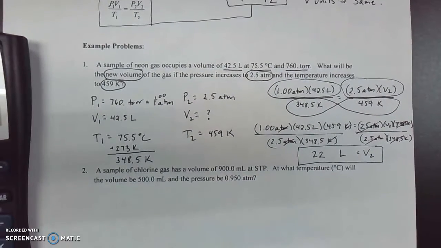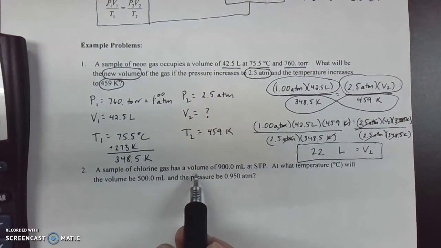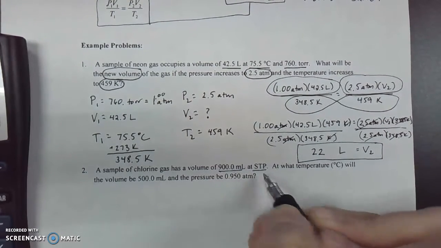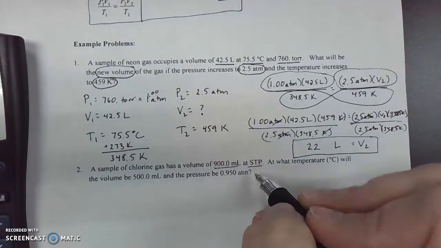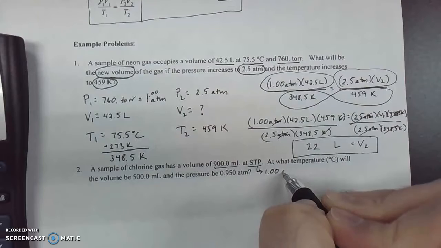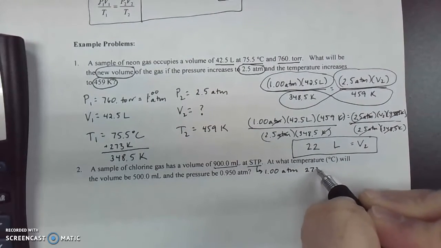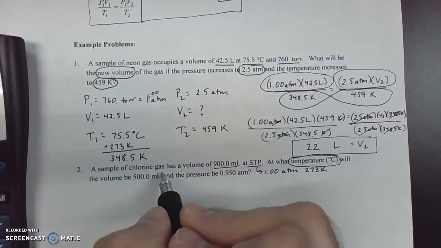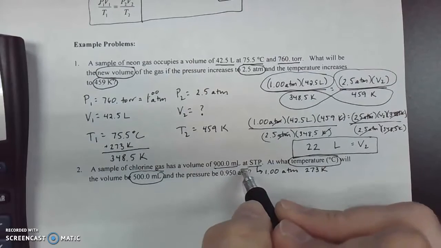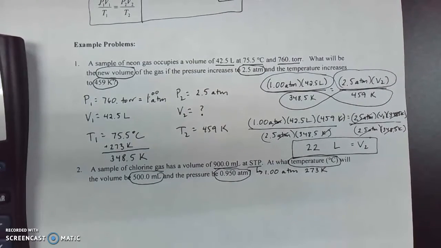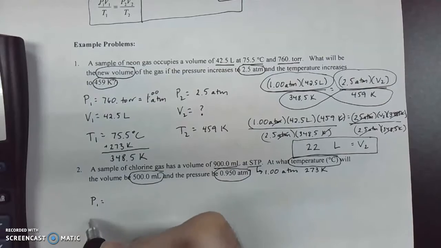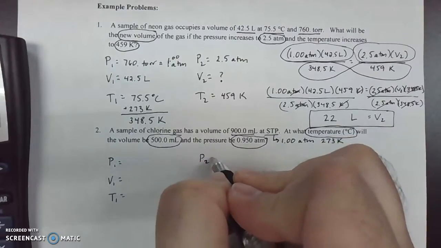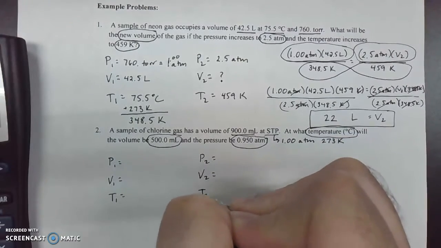Let's look at number 2. A sample of chlorine gas has a volume of 900.0 milliliters at STP. Remember standard temperature and pressure? That was 1.00 atmospheres and 273 Kelvin. At what temperature in degrees Celsius will the volume be 500 milliliters and the pressure be 0.950 atmospheres? So P1, V1, and T1, P2, V2, and T2.